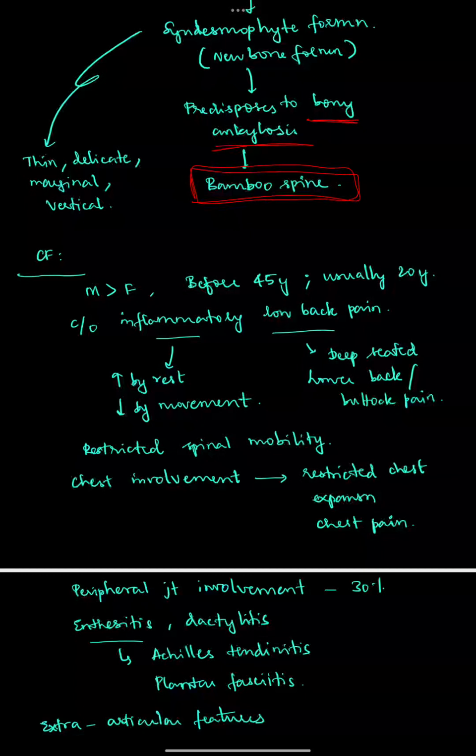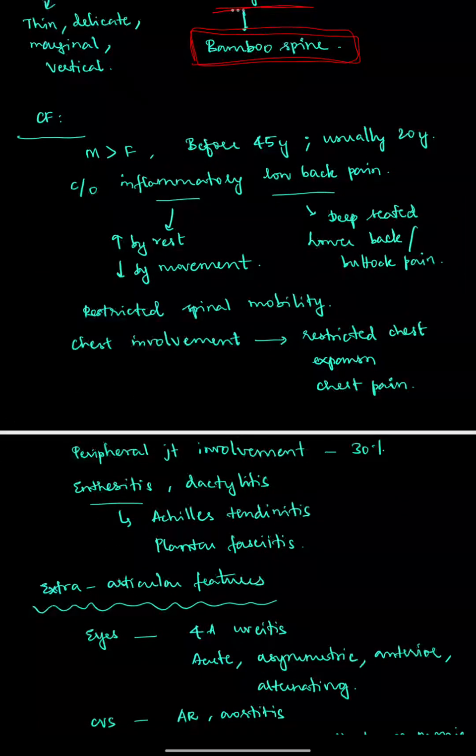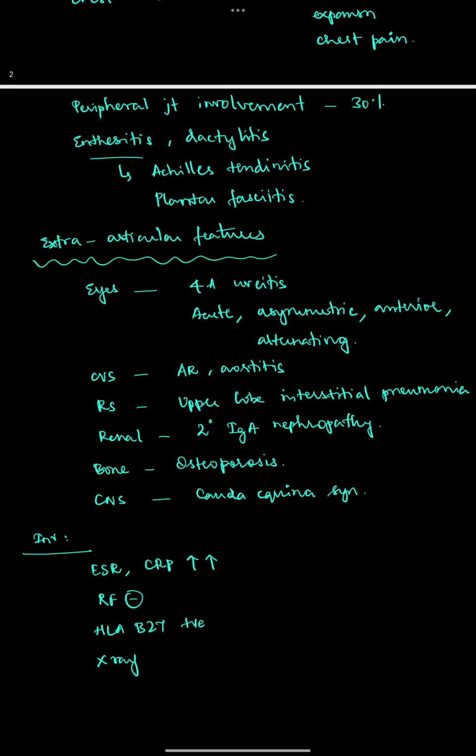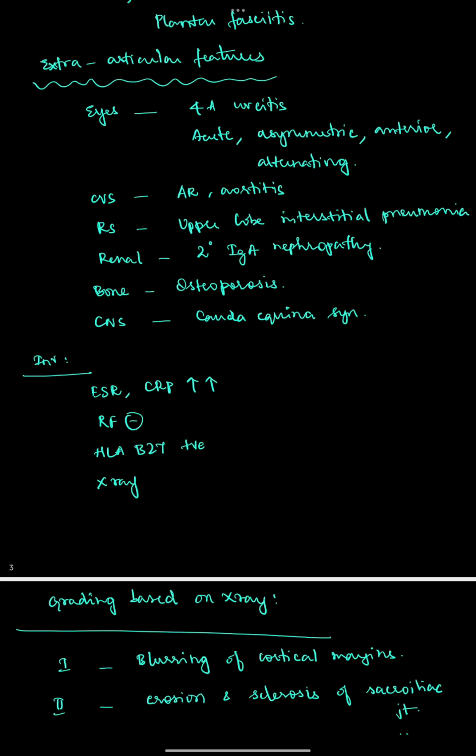Chronic inflammatory low back pain increases on rest and decreases with movement. Deep-seated lower back and buttock pain do happen. Restricted spinal mobility, chest involvement, restricted chest expansion, and chest pain do happen. Peripheral joint involvement is 30%. Enthesitis and dactylitis are seen. Achilles tendonitis and plantar fasciitis are also seen.